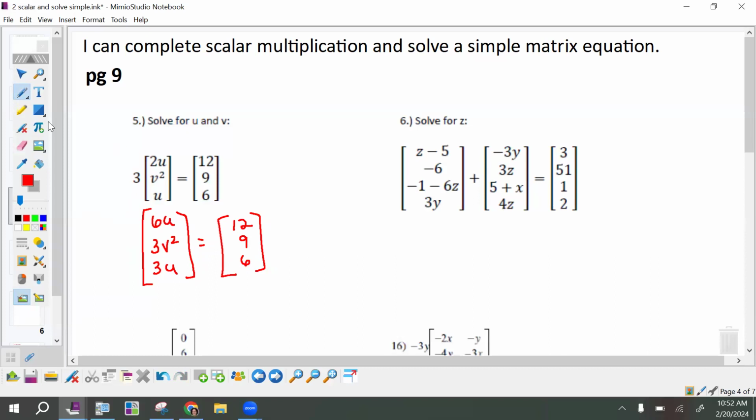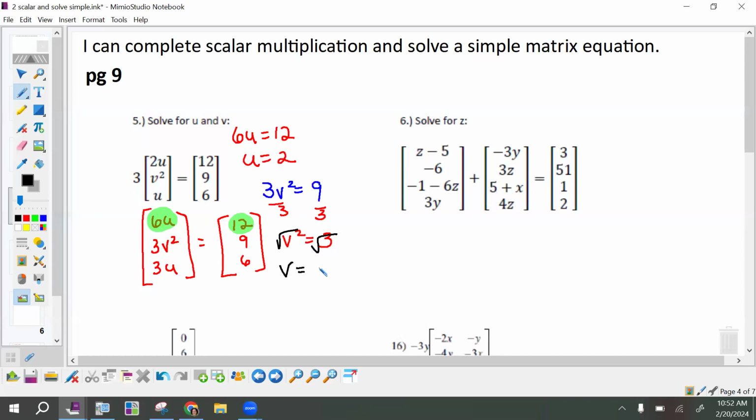The question says solve for u and v. With these matrices being equal, 6u equals 12. So we can write a little equation. So u is 2. Would that work for the bottom row? 3 times 2 is 6. That's good. All right, so now here we've got 3v squared equals 9. V squared equals 3.